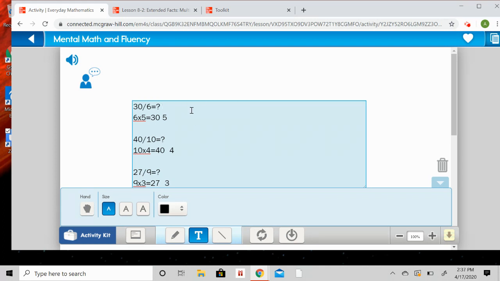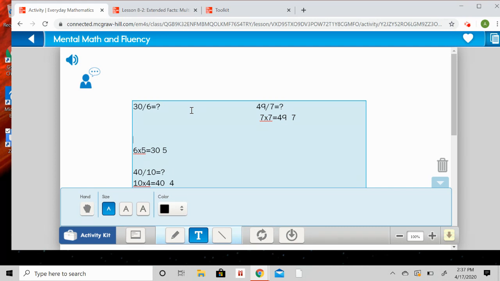Let's try another one. How about 49 divided by 7 equals what? What is the related multiplication fact? Yes, our related multiplication fact is 7 times 7 equals 49, and we call that a square fact, and our answer is 7.